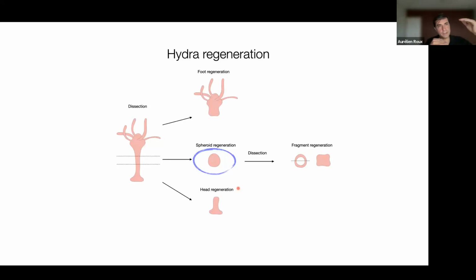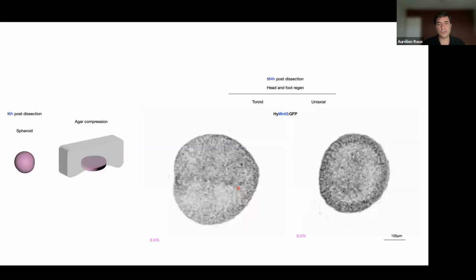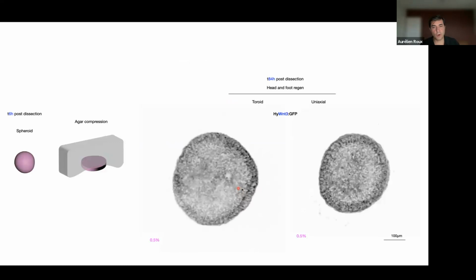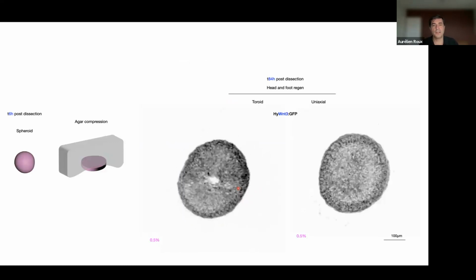The spheroid being the middle part of the animal that closes back onto a sphere as soon as you have cut it off. And this fragment will regenerate in different ways. So we compress those tissues, and in this case, the regeneration starts with a disorganization of the actin. And in this case, if you generate a toroid by compression, you actually can form a head and a foot, as you can see from here.